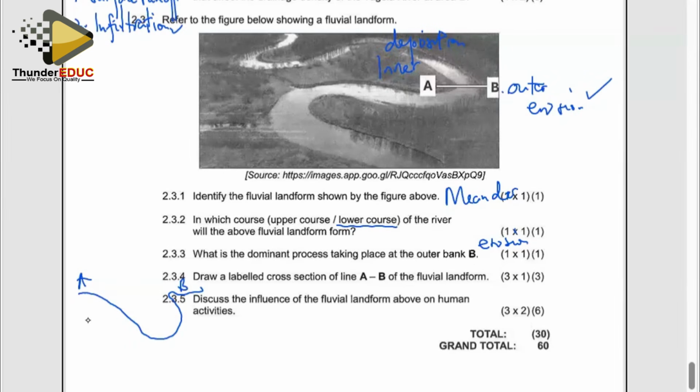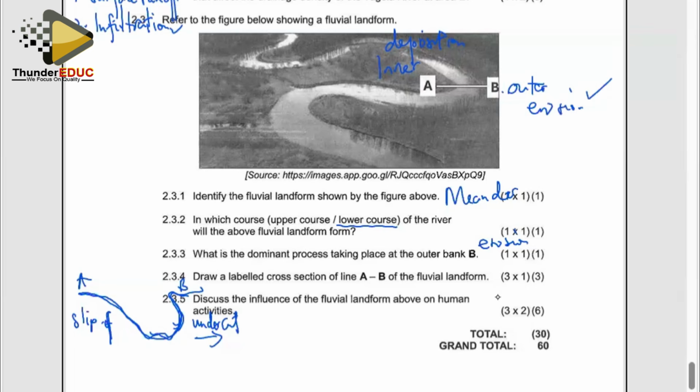Here we call this a slip-off slope, and this is called an undercut slope. So that is basically the shape of the river. It must be gentle from A, which is the slip-off, because of deposition, and it must be very steep because of undercutting. That is why the meander will migrate. It will migrate in this direction because there is erosion taking place here, and this river channel will keep on migrating in that direction.